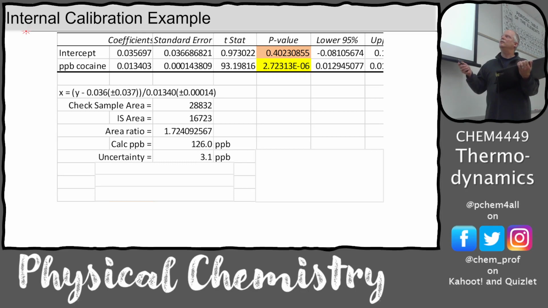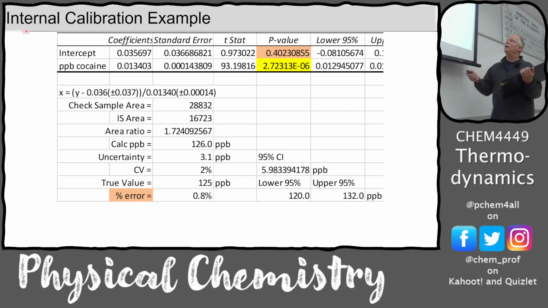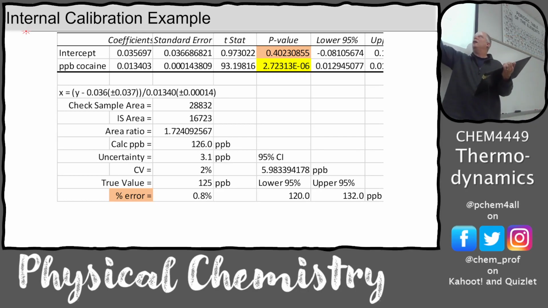We're still not quite there. Our uncertainty is 2%. The true value is 125 parts per billion, and our percent error is 0.8. So that's fantastic. That's with this model of keeping B. So look at our 95% confidence interval. It goes down to 120 and up to 132, and that captures our true value.